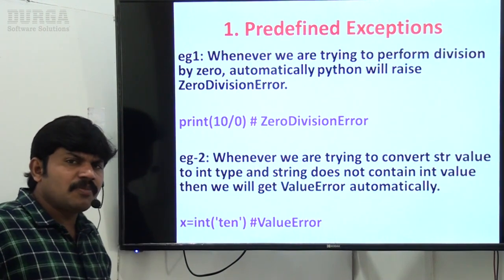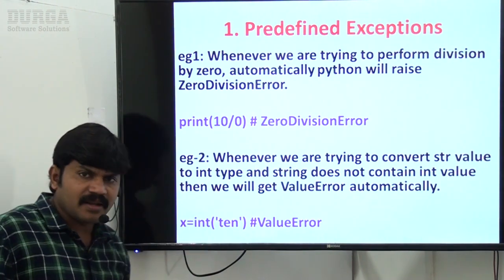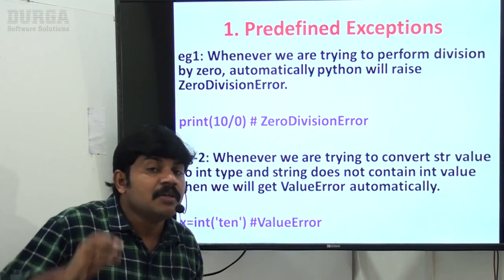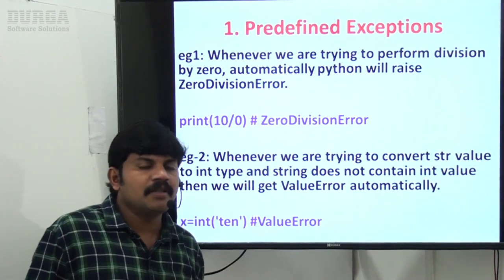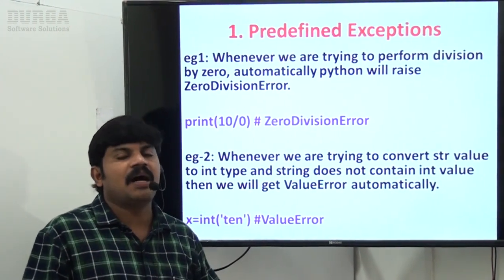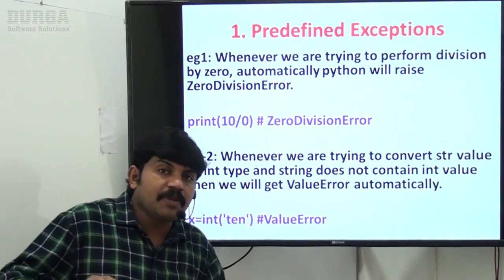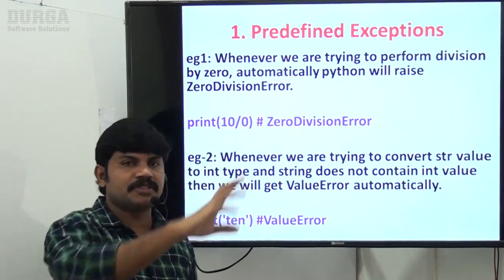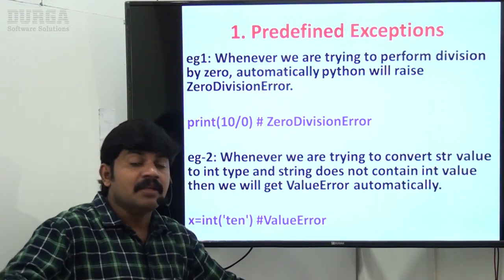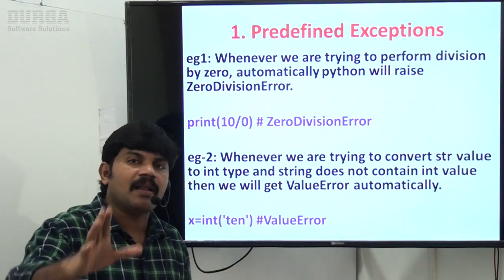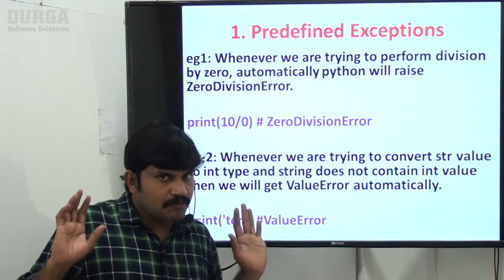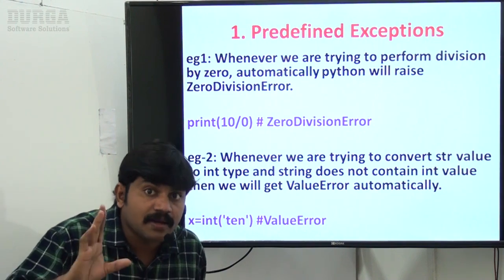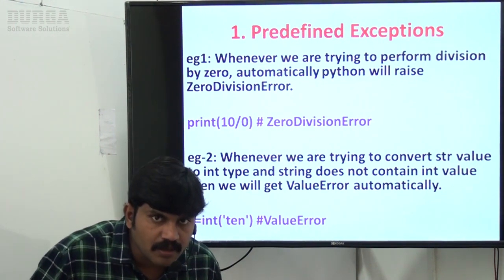So who is responsible to raise ZeroDivisionError and ValueError? Python virtual machine is responsible to raise these. They are by default considered predefined exceptions or inbuilt exceptions or PVM exceptions, because the Python virtual machine has complete information about these exceptions, about when these should be raised. PVM already has complete information, right? Up to this, any doubt? Clear, right? So now I have to talk about user defined exceptions.